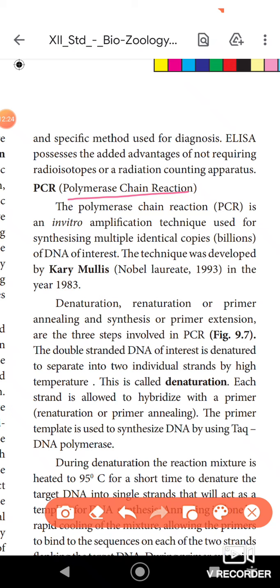Let me explain the importance of the PCR. Why do we mainly do this PCR and ELISA? In the traditional diagnostic method, the sample should contain more amount of pathogen, then only with the help of the traditional microscope can we detect the pathogen. But through the PCR and ELISA, even when the sample contains a single pathogen, it can be easily detected with the help of the PCR as well as the ELISA.